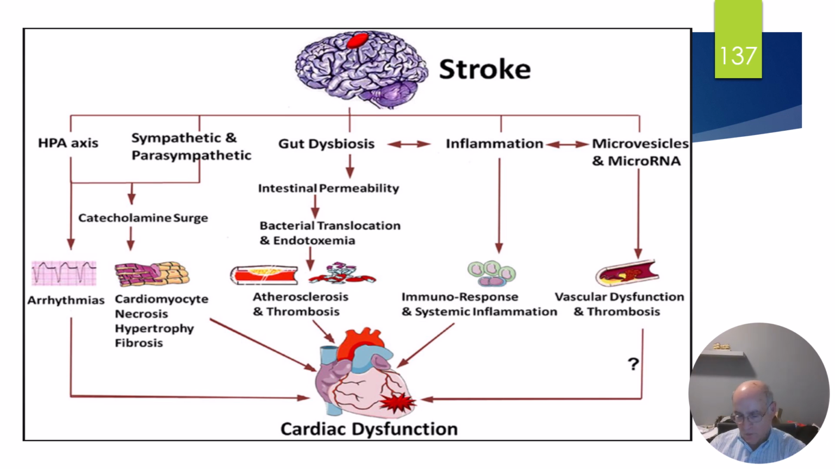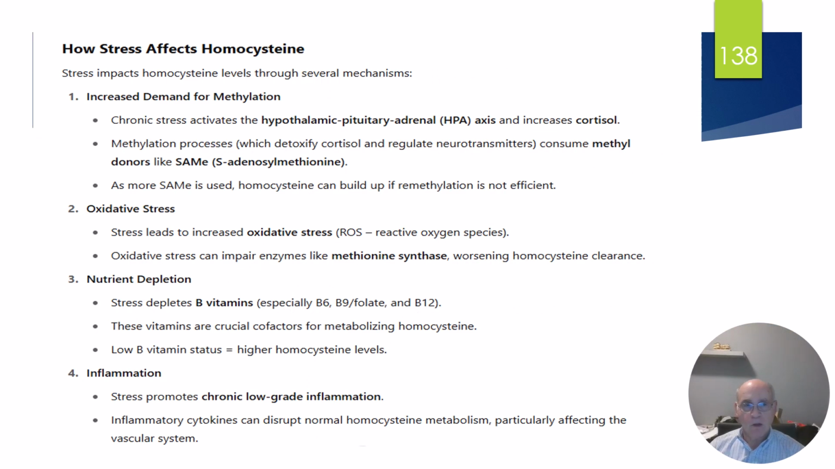So you have cardiac dysfunction, inflammation, obviously. There's an immune response to the systemic inflammation. There are changes in the RNA, and there's damage done to the vascular tree. It's causing more and more permeability. So how does stress affect homocysteine? We talked about this before, this elevation of homocysteine. In the presence of adequate amounts of B6, B12, and folate, homocysteine gets methylated into methionine. So there's an increased demand for methylation.